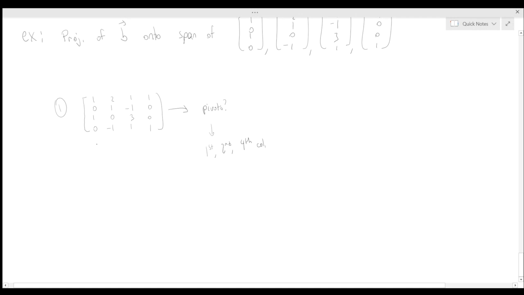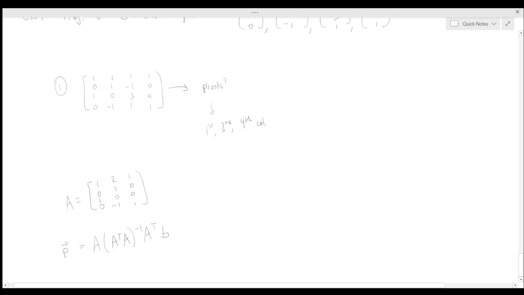Right, so that means you could remove the third column and just take the first, second, and fourth columns. You can make that your matrix A, and then you can use that giant formula that we had from earlier to get the projection. All right.